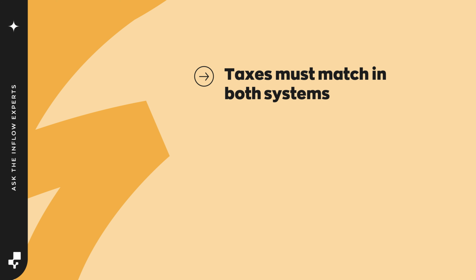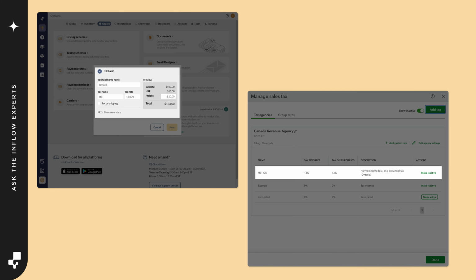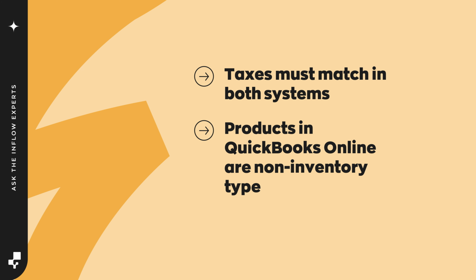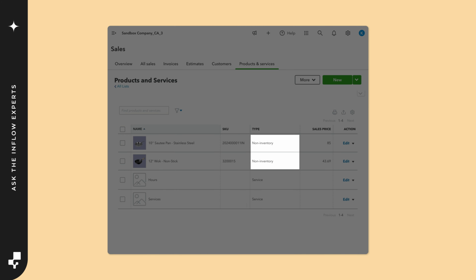So if I was in Canada and I had Ontario tax, I'd like to make sure that QuickBooks also had the same thing that inFlow had. Similarly, also double check and make sure that your QuickBooks products are all set to non-inventory type products, just so inFlow doesn't double the value.